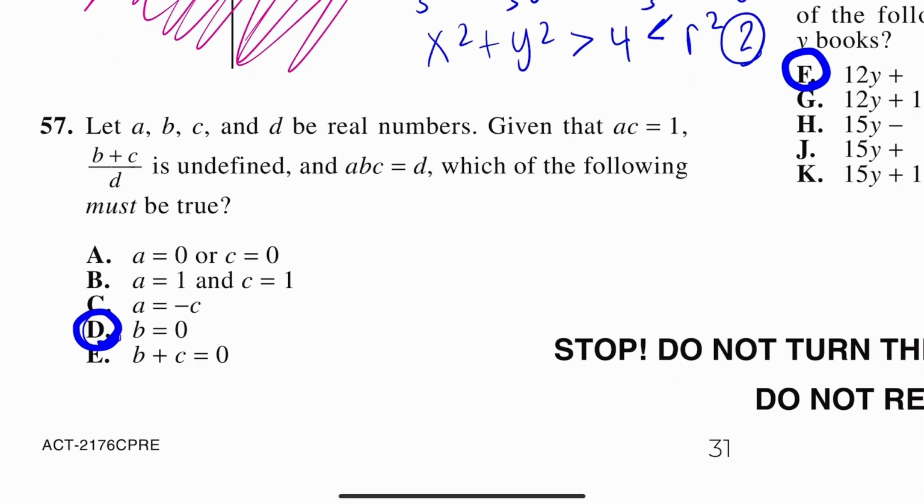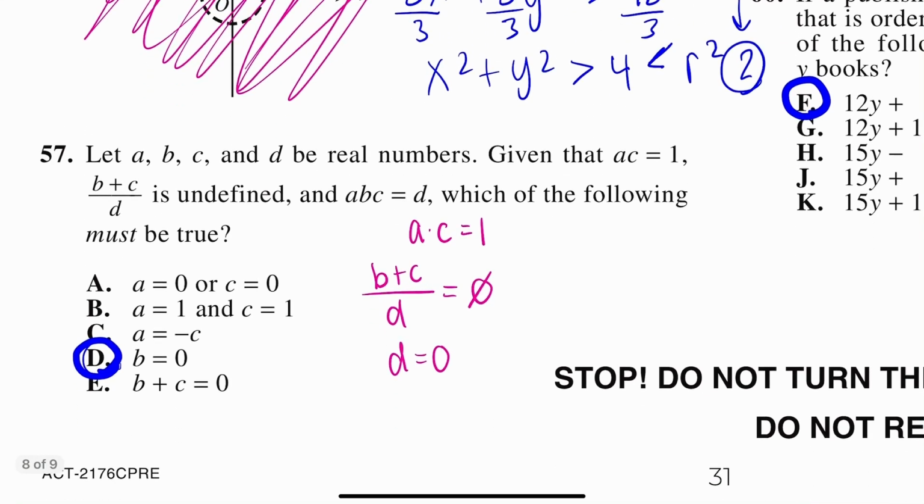All right, 57. Let A, B, C, and D be real numbers. Given that A times C equals 1, and B plus C over D is undefined. When something's undefined, that typically means you're dividing by 0, so D is probably 0. And it says A times B times C is equal to D. Well, we just said D is 0. So A times B times C is equal to 0.